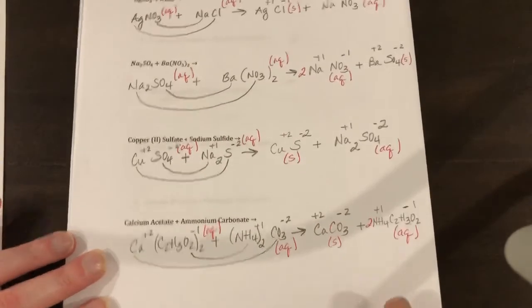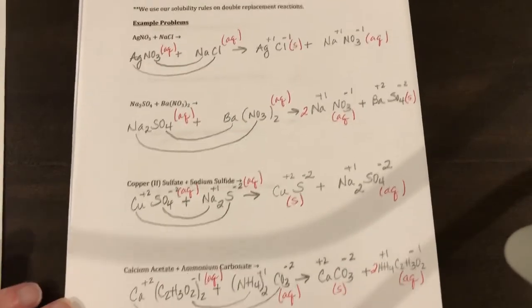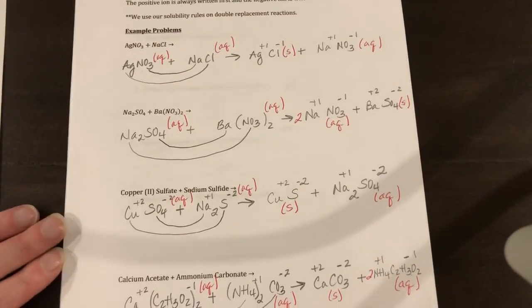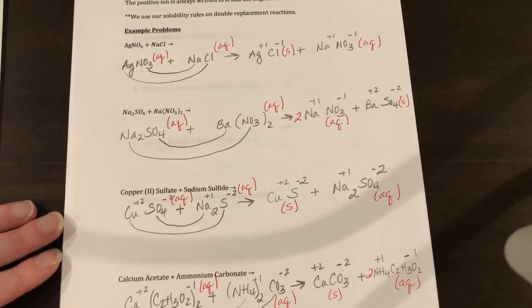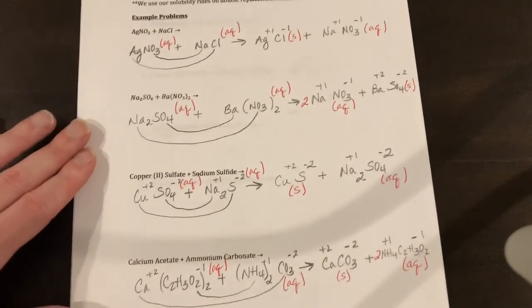Okay, so in order to have a double replacement reaction occur, you have to have a precipitate formed or some sort of change in state or some sort of change in consistency, okay? And we get that by looking at our solubility rules.